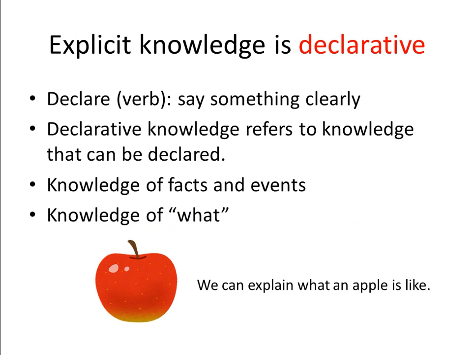And also, explicit knowledge is sometimes called declarative. So explicit knowledge is the same as declarative knowledge. The word declarative comes from the word declare. Declare means to say something clearly. So declarative knowledge refers to knowledge that can be declared. It is knowledge of facts and events, and sometimes it is called knowledge of what. For example, we can explain what an apple is like. Usually an apple is red, maybe sometimes it is green, and I think we know the size of an apple, and we can say things like an apple is a fruit, or some other things.